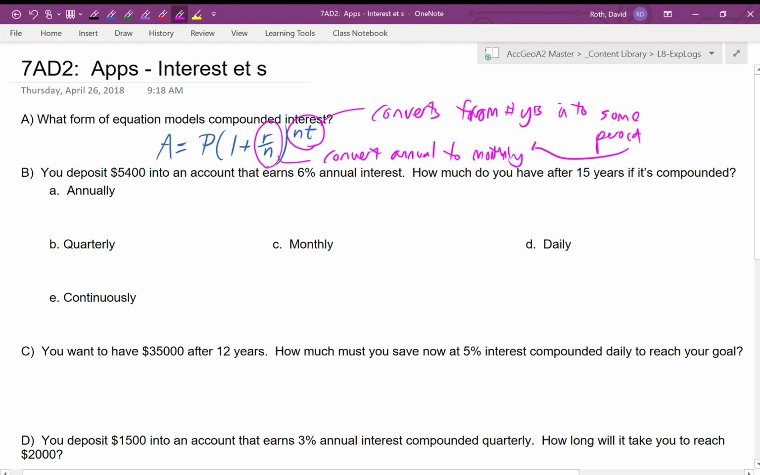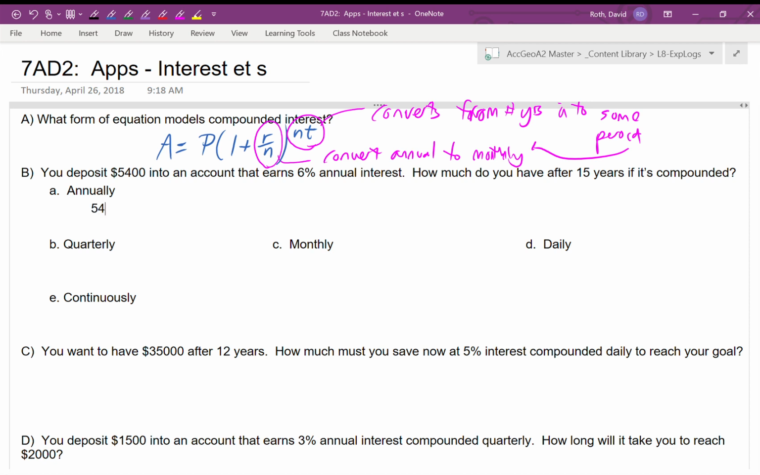Okay, so go ahead and do it. Use the formula to calculate annually, quarterly, monthly, daily, continuously. Go ahead and hit pause. This is the chance just to warm up on word problems again to make sure you're good at it. I'm going to go ahead and just type in here so I can have 5,400 times, and I'll work them that way. So go ahead and hit pause, and I'll be back in a sec.